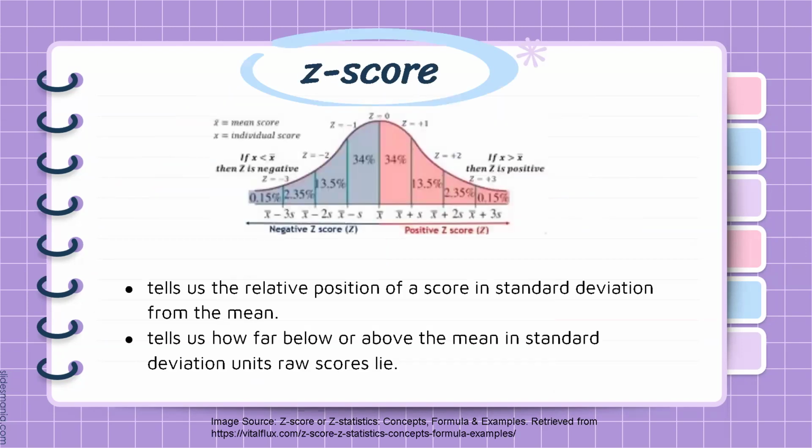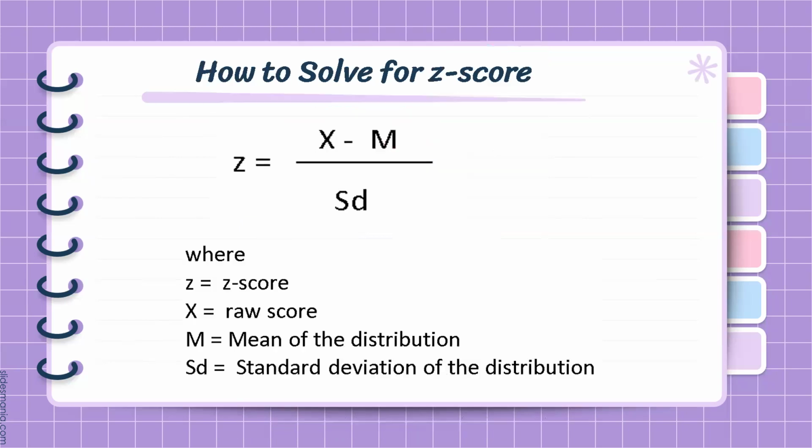Z-score tells us the relative position of a score in standard deviation from the mean. It tells us how far below or above the mean in standard deviation units raw scores lie. It provides a common basis for comparing scores from distributions with different means and standard deviation.